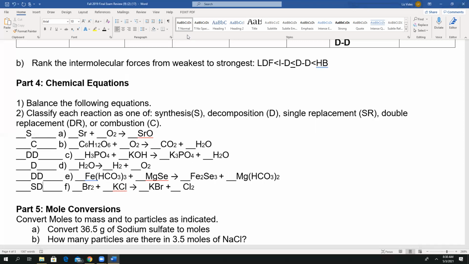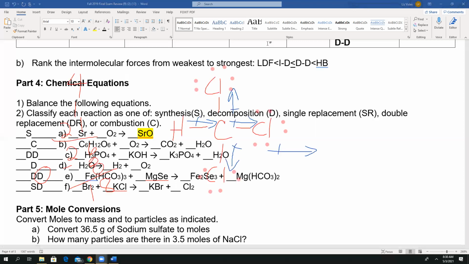In order to balance them, remember, we look at the most complicated one first, which happens to be this one right here. We're looking at that one. And we're thinking, okay, so as you can see, sorry, I let someone in and all this stuff came back clear.